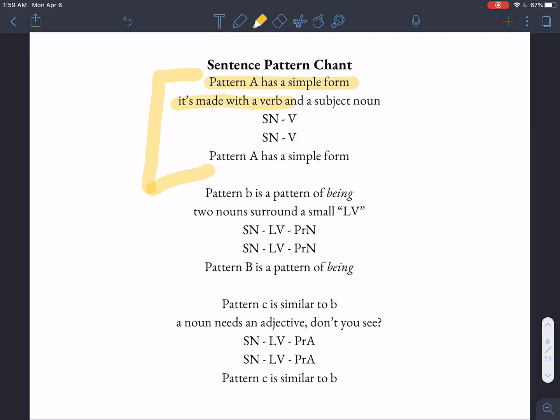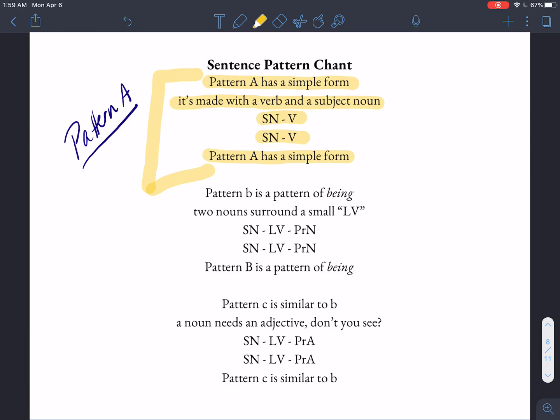Pattern A has a simple form. It's made with a verb and a subject noun. SNV, SNV. Pattern A has a simple form. I'd like to do that one more time, please. Here we go. Pattern A has a simple form. It's made with a verb and a subject noun. SNV, SNV. Pattern A has a simple form. So that's pattern A.